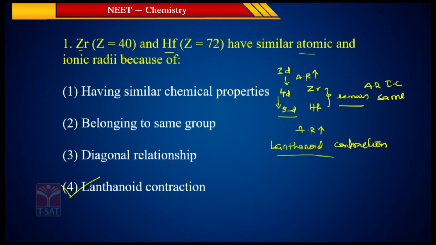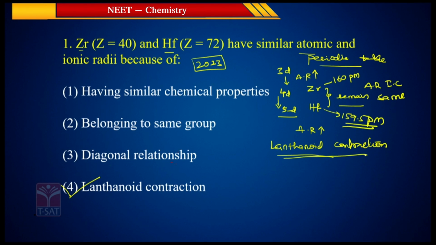Got it? This question from 2023 is from the periodic table chapter, and particularly they have asked about d block elements. If you take the atomic radius of zirconium, it will be around 160 picometers and hafnium will be 159.5 picometers, almost the same because of lanthanide contraction. Okay. So next question.